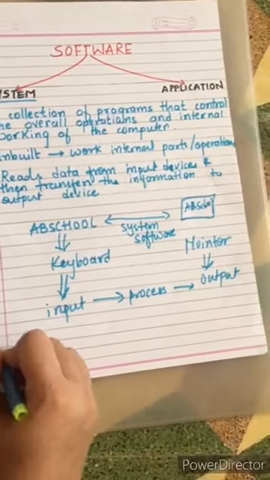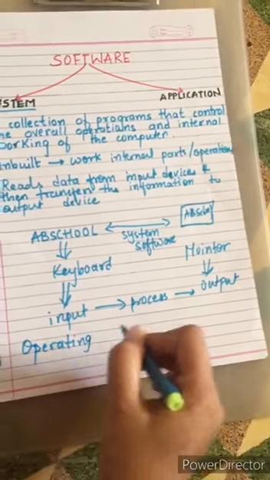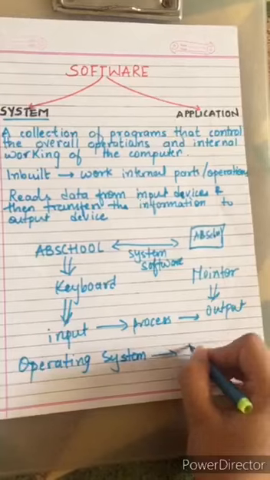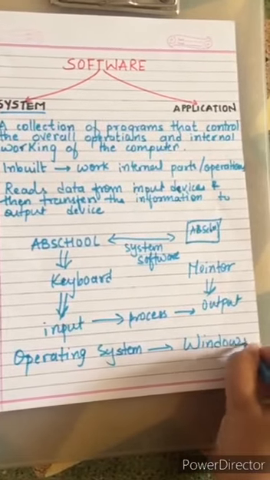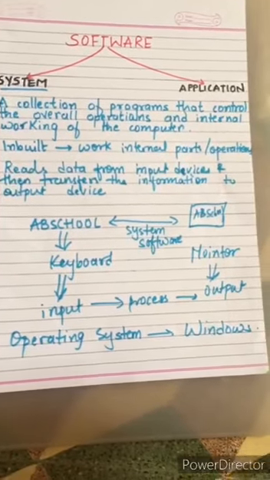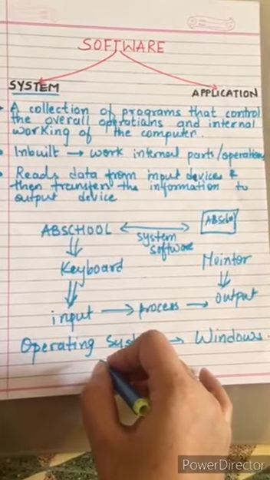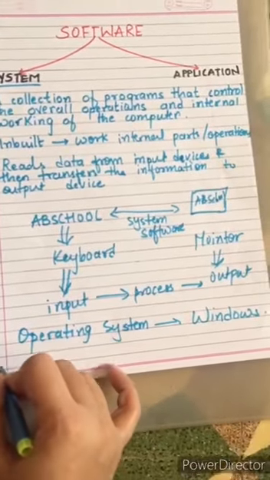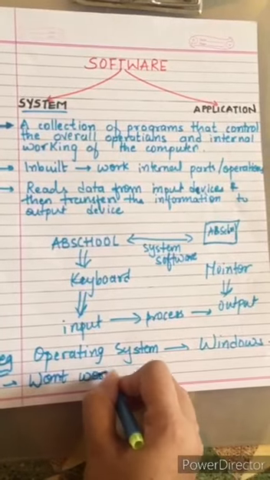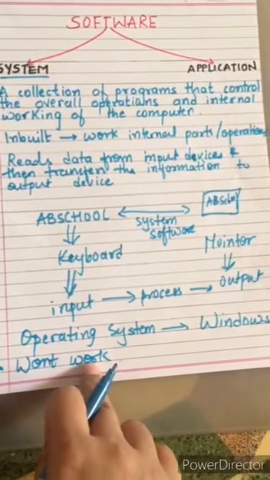An example of system software is an operating system. Which operating system do we use? That is Windows. The screen which appears in your computer when you start it, the Windows screen, is your operating system. Without system software your computer won't work. If you don't have system software in your computer, then your computer won't work.